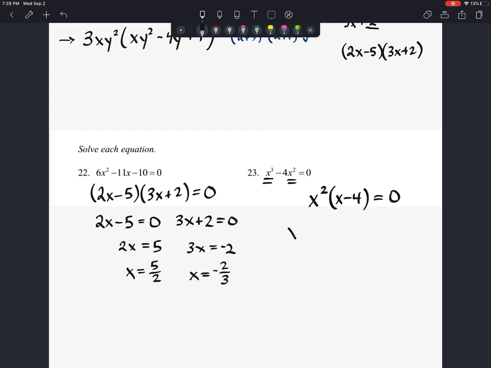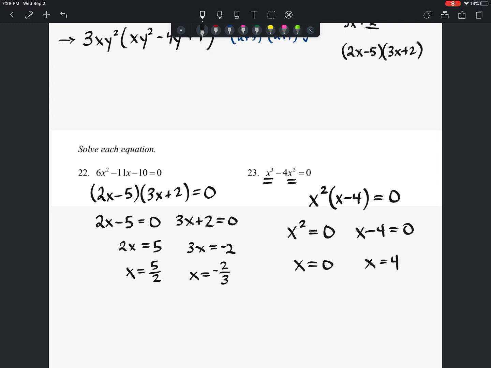Now it's factored and the product is 0, so again, zero product property. X squared could equal 0, or x minus 4 could equal 0. And we know that x is going to equal 0 right here, or x would equal 4. And those are your answers for 22 and 23.